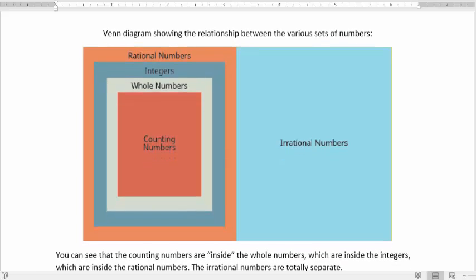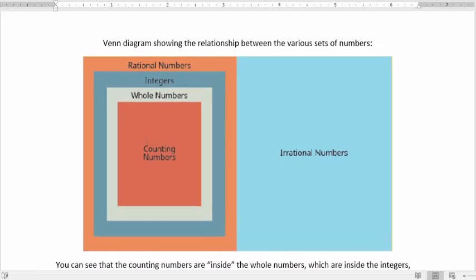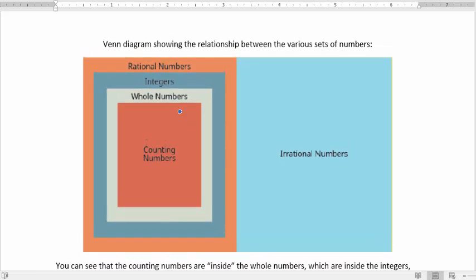And then, of course, just the Venn diagram showing the relationship between numbers. This whole big rectangle here, the whole big set, is the set of real numbers. But the real numbers can be broken up into rational and irrational, which are completely separate. But then inside rational numbers, you have integers. Inside integers, you have whole numbers. And inside whole numbers, you have the counting numbers.